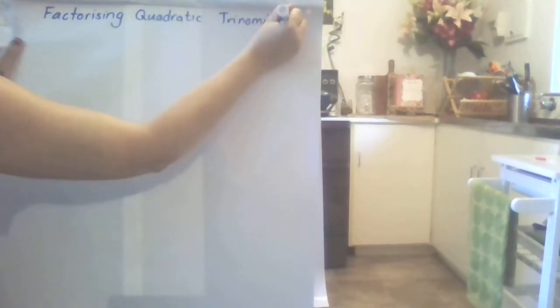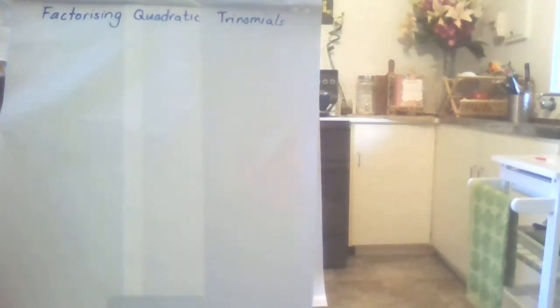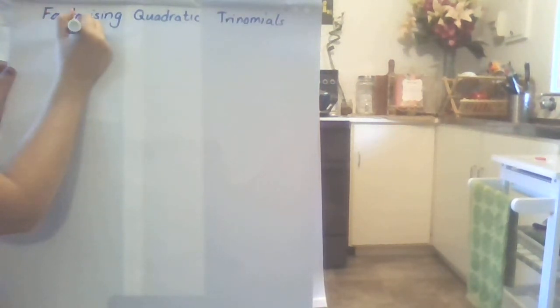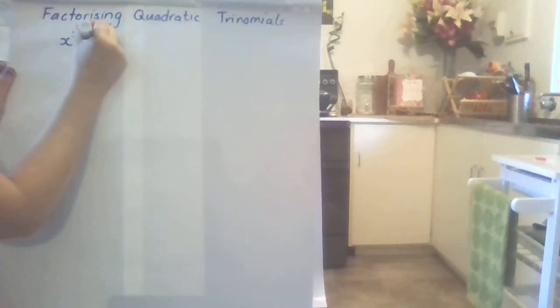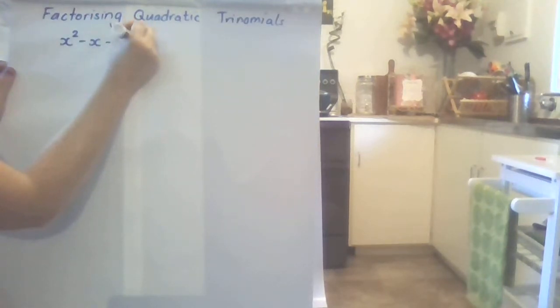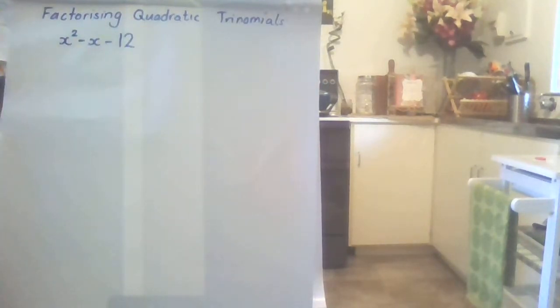Okay, we call them trinomials because they've got three terms. So we're going to factorise this little one. We're going to call this function x squared, sorry, take x, take 12. Right, there's our function.